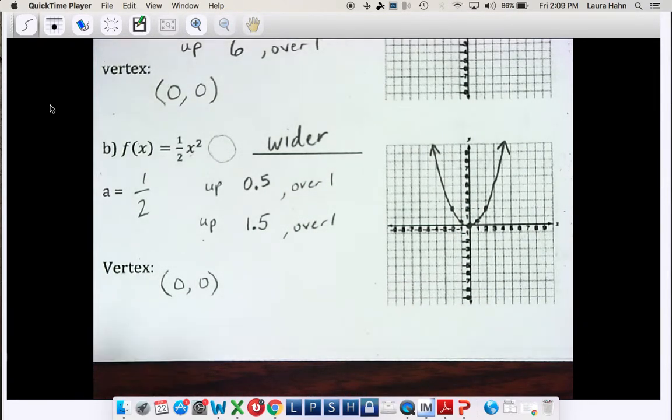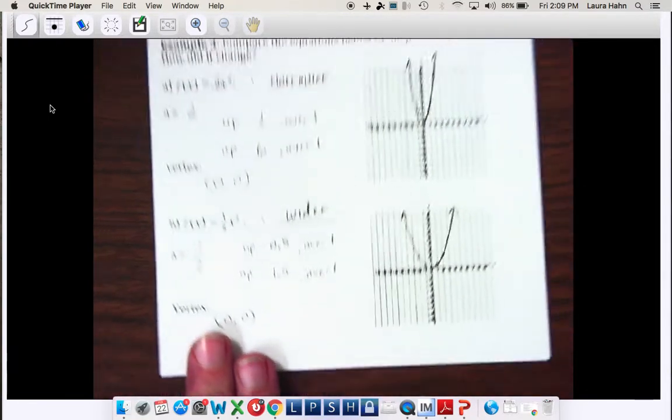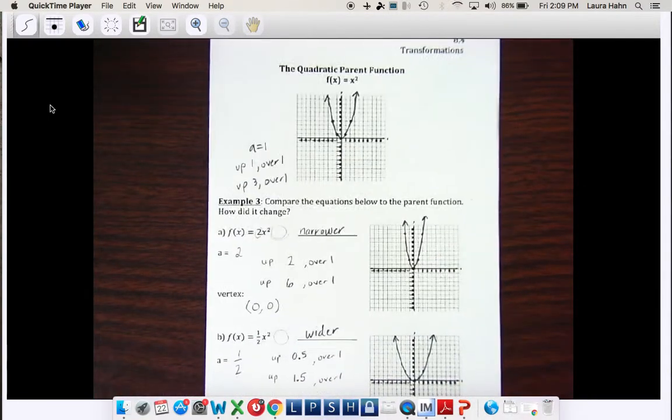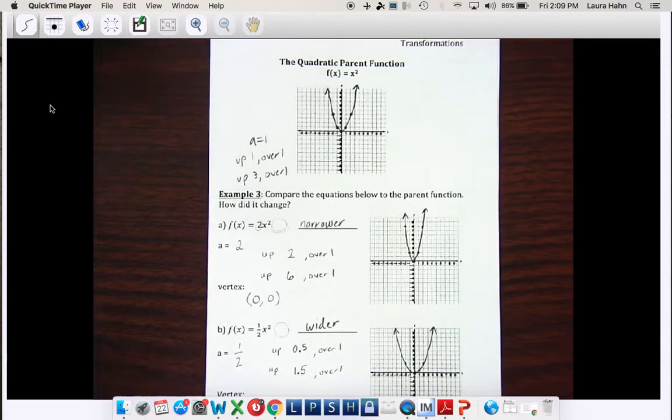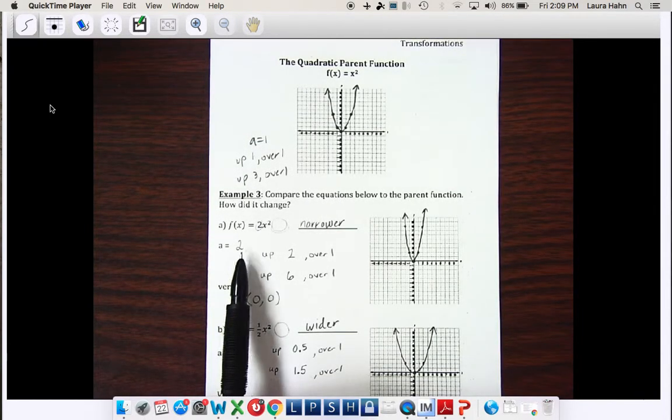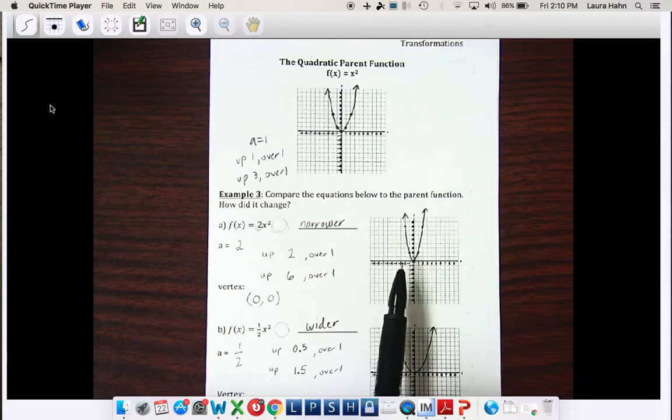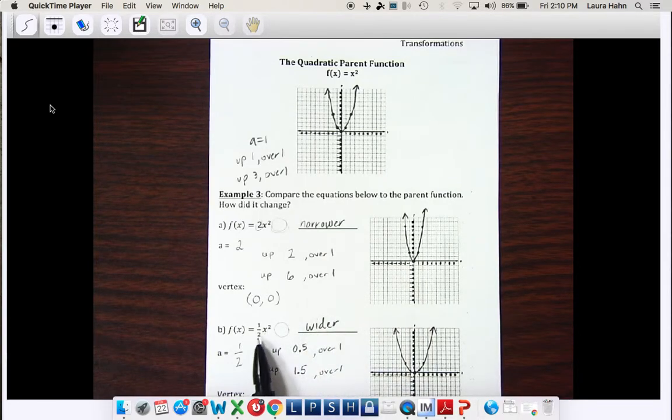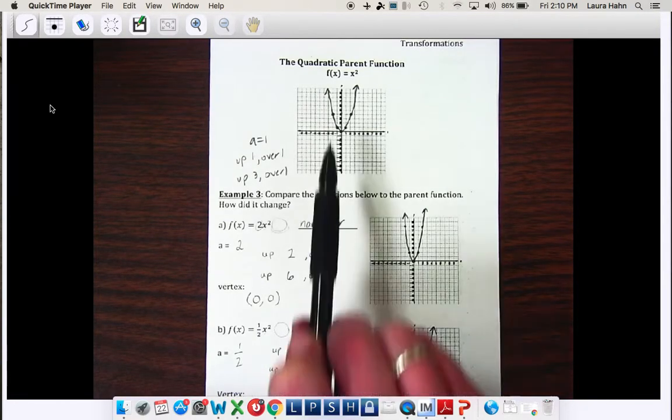All right, I'm going to zoom out a little bit so you can see it compared to the parent function. So this is when a was larger than 1. Notice it was a skinnier parabola. And this is whenever your a is between 0 and 1, which is a decimal, 0.5, and it gets fatter, it gets wider than the original one.